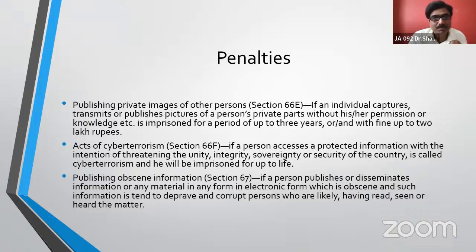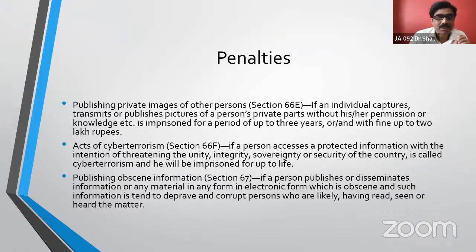If a person captures, transmits or publishes pictures of a person's private parts without his or her permission or knowledge, he is imprisoned for a period of up to 3 years and with a fine of up to 2 lakh rupees. So publishing private images of any person is prohibited under this act.